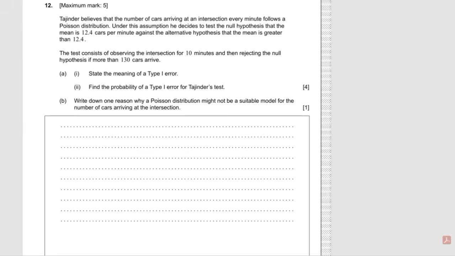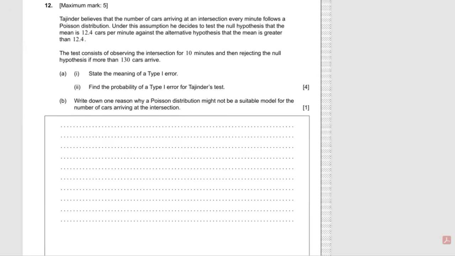So before diving into the solution, I quickly want you to know what exactly a Poisson distribution is. Remember that a Poisson distribution models the number of times something happens in a fixed interval of time or space. For example, the number of people visiting a specific website per hour, or people coming to a restaurant every day on average, or in this case, the number of cars arriving in 1 minute. You get the idea, right? This is where the Poisson distribution jumps in. All right. So the test consists of observing the intersection for 10 minutes and then rejecting the null hypothesis if more than 130 cars arrive.